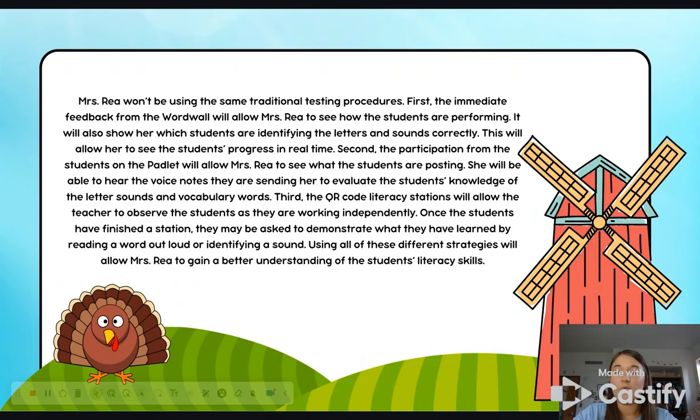Using all these different strategies will allow Ms. Ray to gain a better understanding of her students' literacy skills.